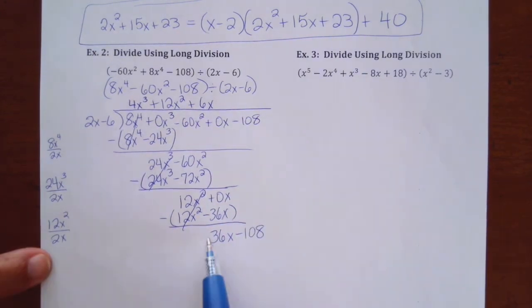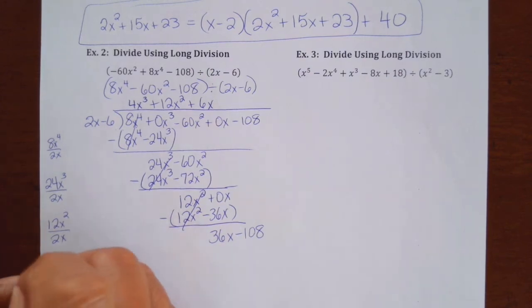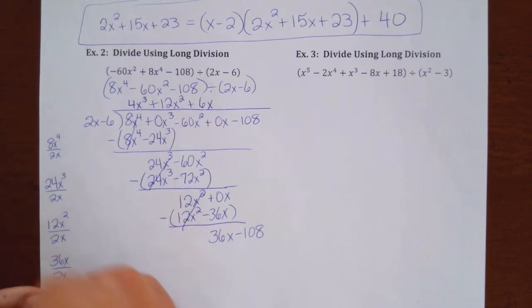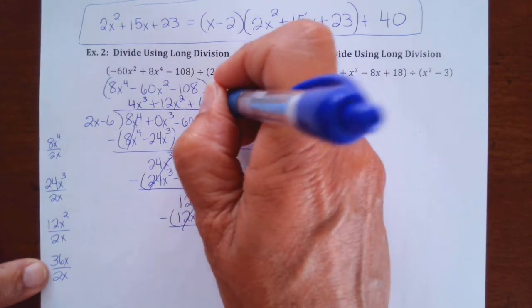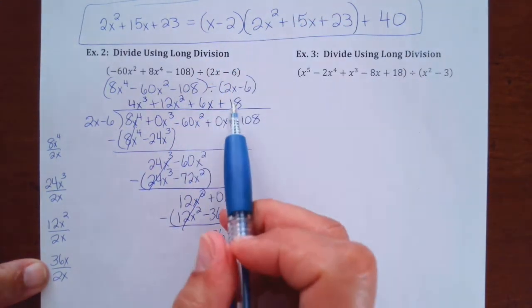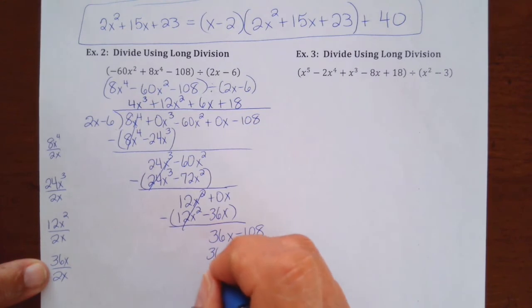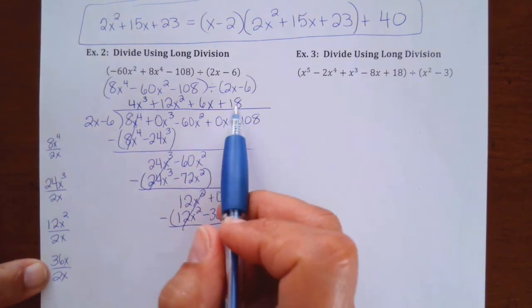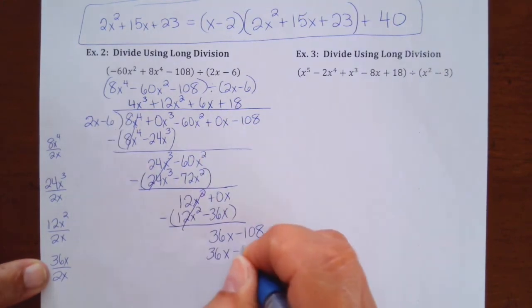And we're going to keep going until we can't divide anymore, so we can still go. So 36x divided by 2x gives you 18. Multiply 18 times 2x, 36x. Multiply 18 times negative 6, that is negative 108.